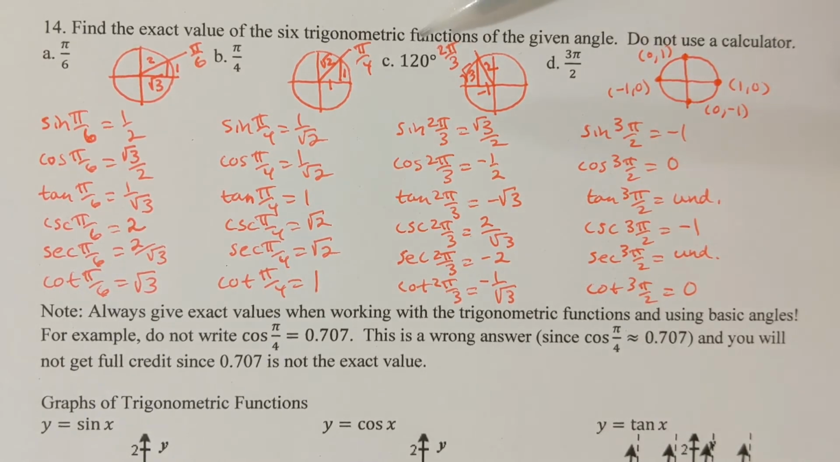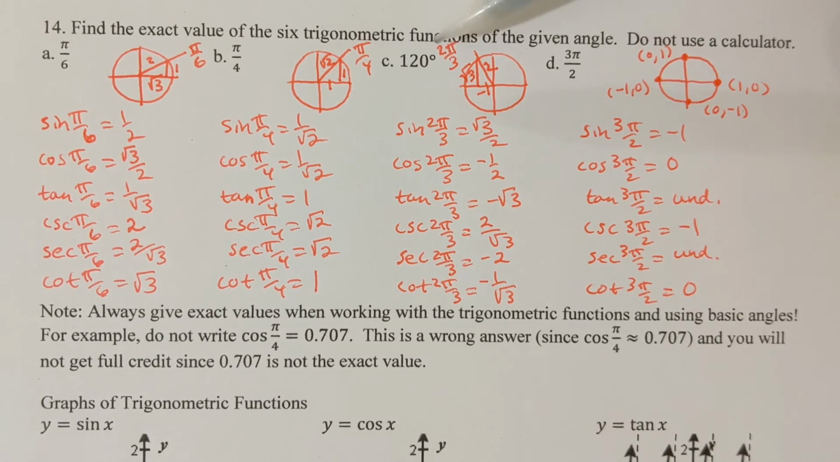Let's take a look at part C. We have a 120-degree angle. In radian mode, that would be 2 pi over 3 radians. And by the way, a lot of the problems that we'll be doing that are trig related are going to be where we are in radian mode. So consider that for the material here.